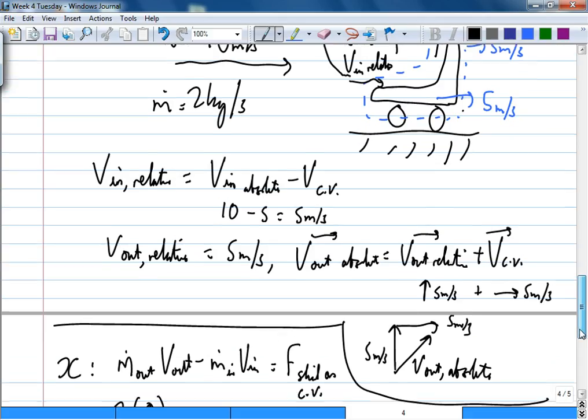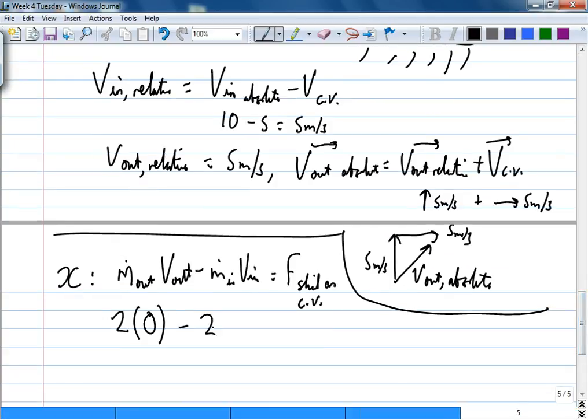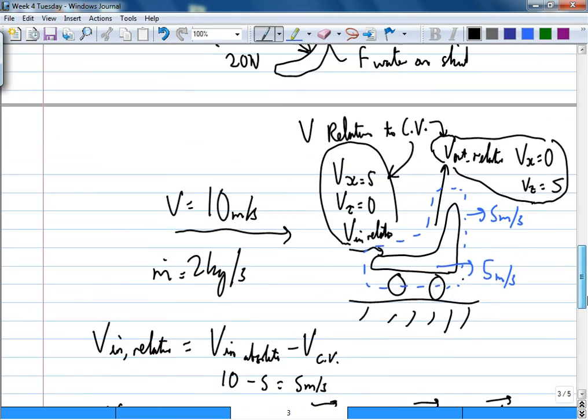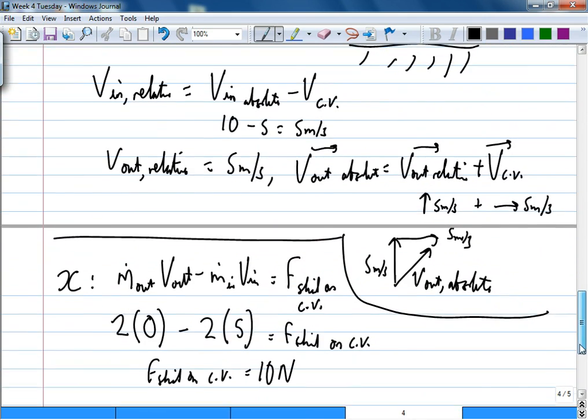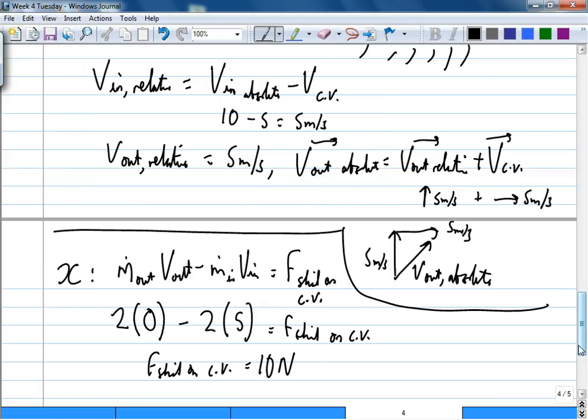So this one minus m dot in 2, velocity in 5, equals F skid on CV. So F skid on CV equals 10 newtons. Earlier the answer was 20 newtons. Now the answer is, oh sorry, minus 10 newtons. Because you're running away, the water won't be so painful.